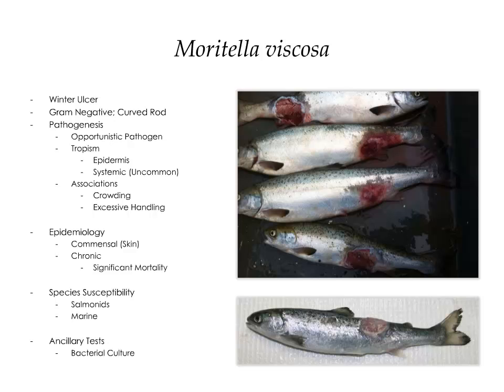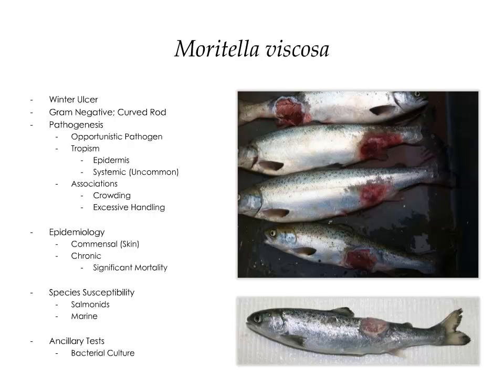Moritella viscosa is the agent responsible for winter ulcer. This is a Gram-negative, curved, rod-shaped bacteria. It's an opportunistic pathogen with a tropism for the epidermis. Epidermal infections can progress to systemic infections, however, this is uncommon. The disease is associated with overcrowding and excessive handling.